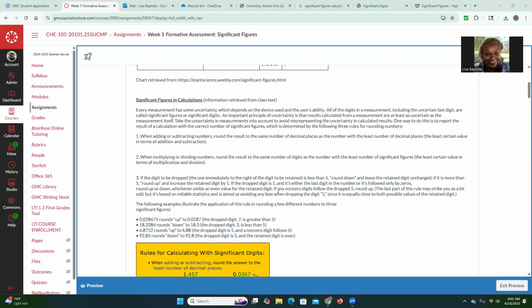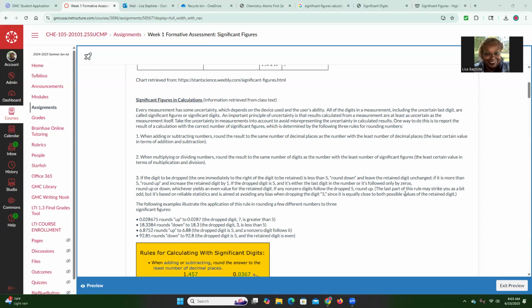If the dropped digit is 5, and it's either the last digit in the number or it's followed only by zeros, then we round up or down, whichever yields an even value for the retained digit. Okay? If any non-zero digits follow the dropped 5, round up.